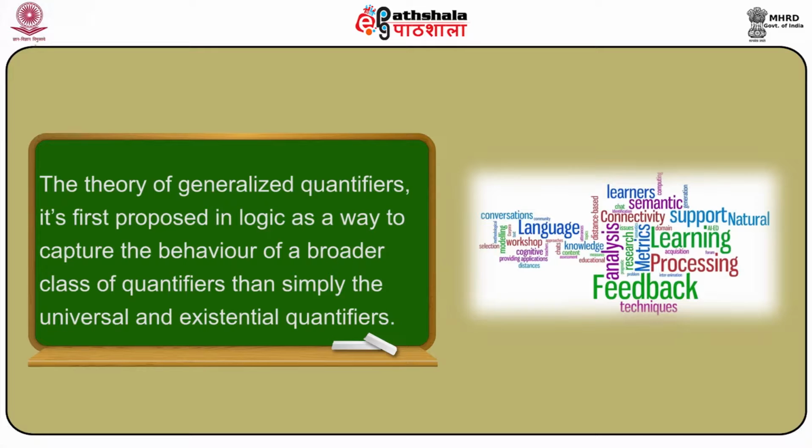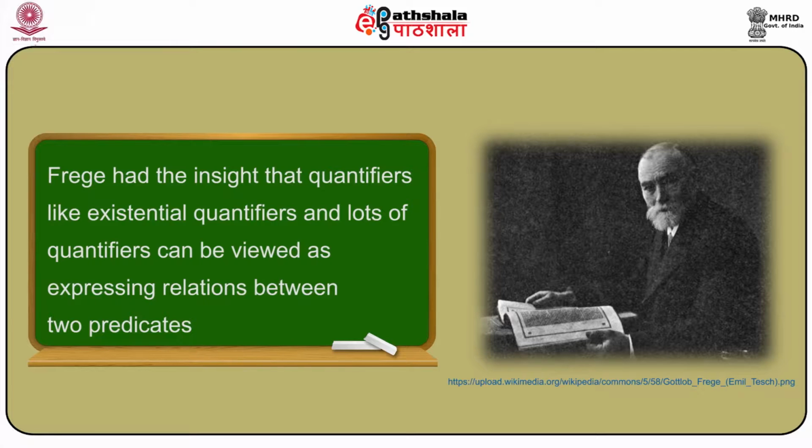Now, the theory of what we call generalized quantifiers, and this is something we will talk about in this chapter, was first proposed in logic as a way to capture the behavior of a broader class of quantifiers than simply the universal and existential quantifiers. It's again based on an insight of Frege, again the philosopher that we have mentioned. You have seen the name in quite a few places in the previous chapters. He had the insight that quantifiers like existential and universal quantifiers can be viewed as expressing relations between two predicates. And this perspective has far-reaching implications for the treatment of quantification in natural language.